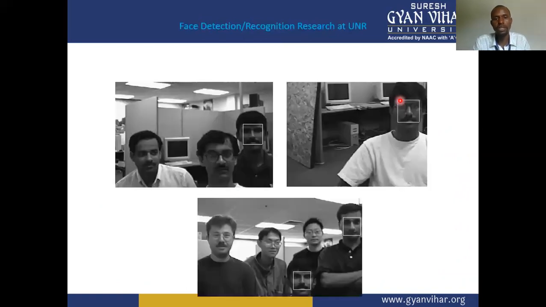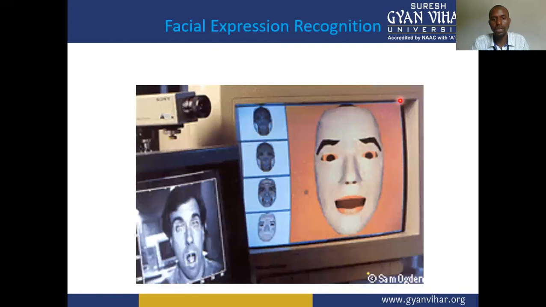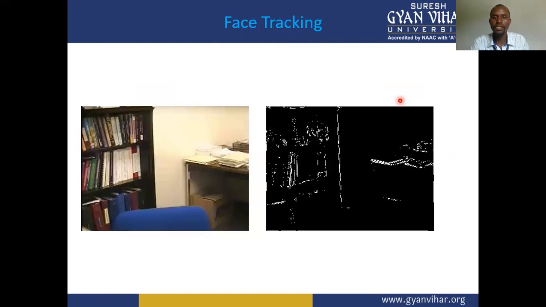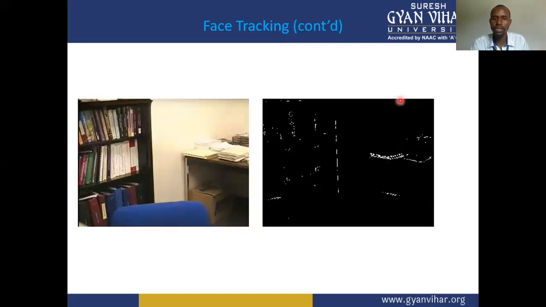This is the same as face detection. This is facial expression recognition, where we can express different expressions, that is anger, sadness, fear, disgust, happiness, and so on. All this can be described. Face tracking: we want to see if there's a change in a face, that is, to check how a person has grown old over a period of time. So you can see the changes that have been taking place.